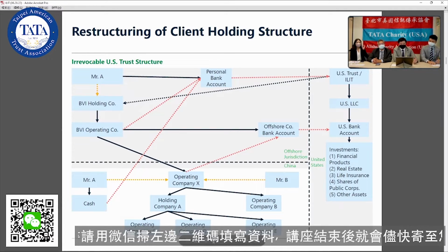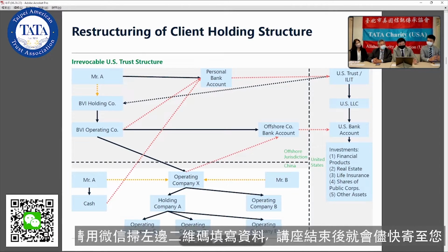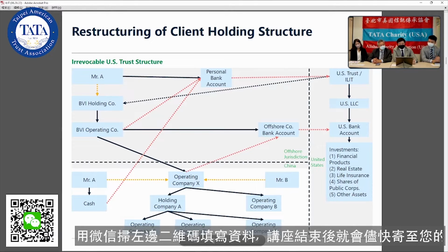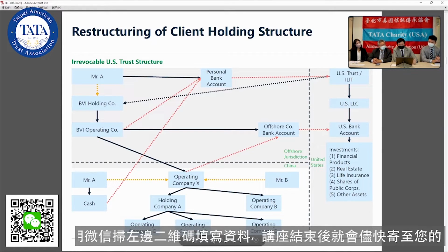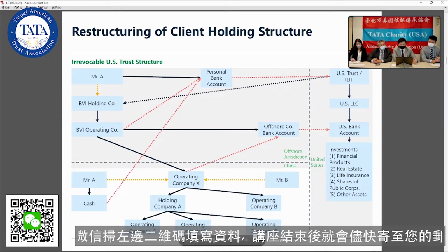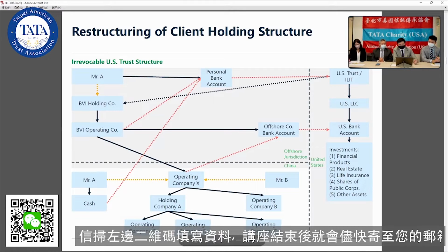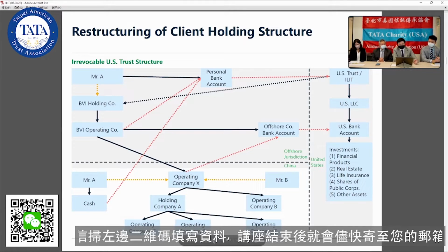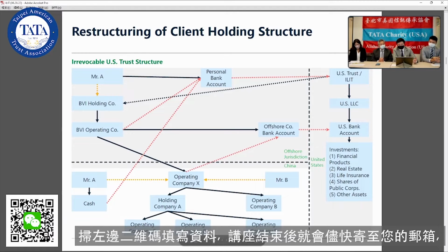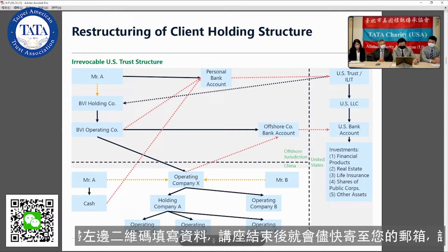So it's essentially Mr. A's assets in China, these operating companies, these various cash generating companies or investments, that need to be moved to the US. And part of that transfer process involves personal bank accounts, whether they be cash assets or company assets, moved to an offshore third-party jurisdiction and then moved into the US. And then funds in the US can then be used to purchase real estate, financial products, or life insurance.